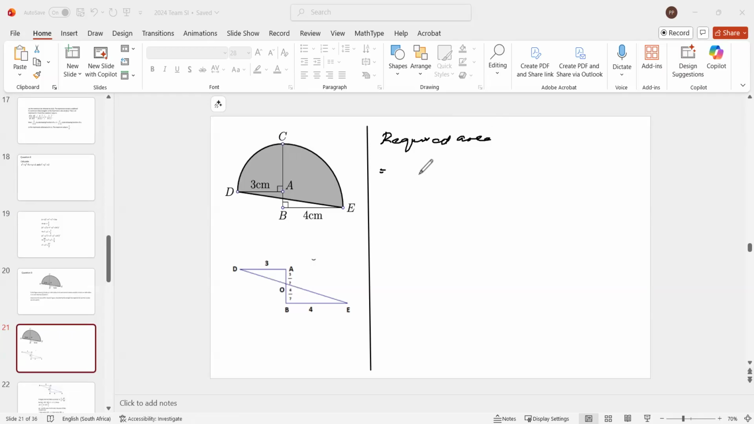equals, okay, I'm going to add these two quarter circles. I'll call it quarter circle ACD or CAD. So I'm going to take this whose area I know. I'm going to add to that the other part, quarter circle of CBE.